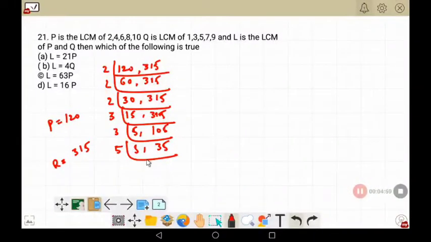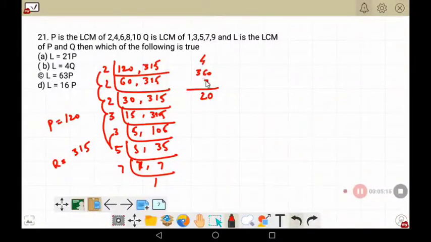Now divide by 5, 5 7s are 35, 5 1s are 5, 5 7s are 35 and 7 1s are 7. So 2 into 2 is 4, 2 into 2 into 2 is 8, 3s are 24, 5s are 120, 3s are 360 and 360 into 7. 7 0s are 0, 7 6s are 42, carry 4 and 7 3s are 21, 25, so 2520. Now L equals 21 of P.